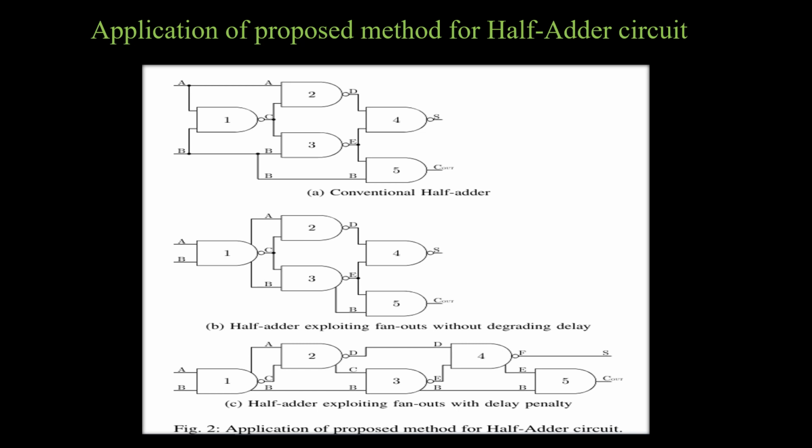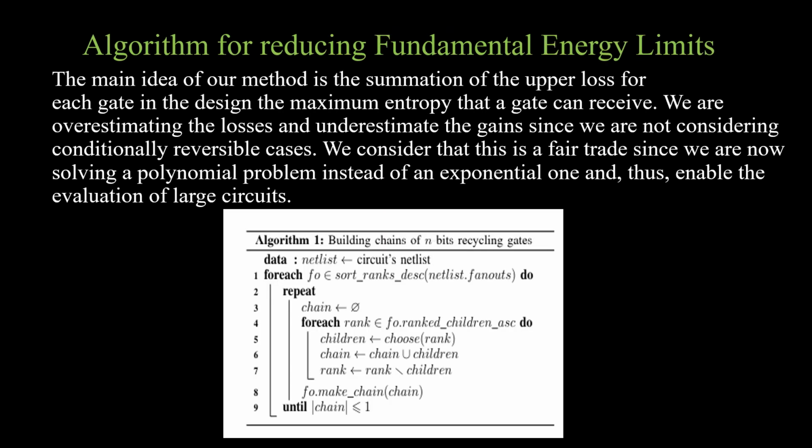Next is the half-adder exploiting fanout with delay penalty. This third diagram depicts a half-adder that also exploits fanouts but at the cost of increased delay. This design may introduce longer paths or additional gates that handle the increased complexity and manage the signal integrity, which can slow down the operation. So this shows the same basic half addition can be achieved with different trade-offs in circuit design.